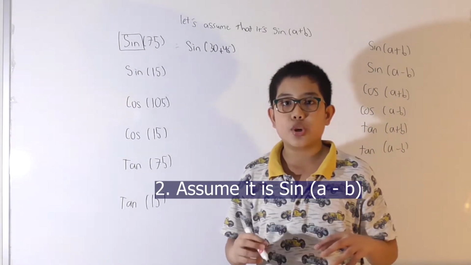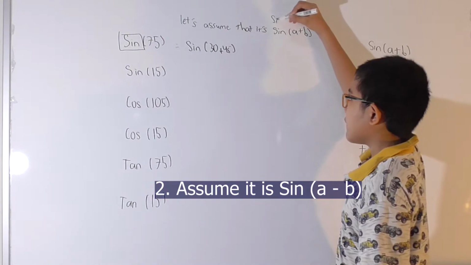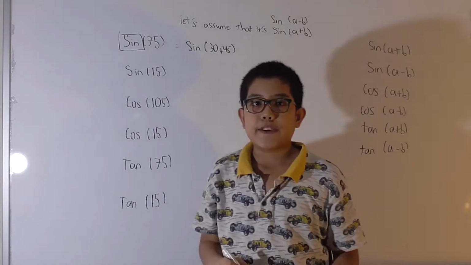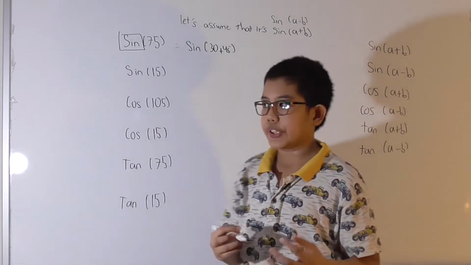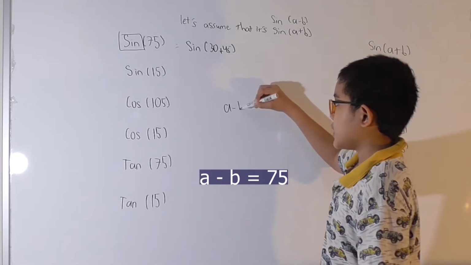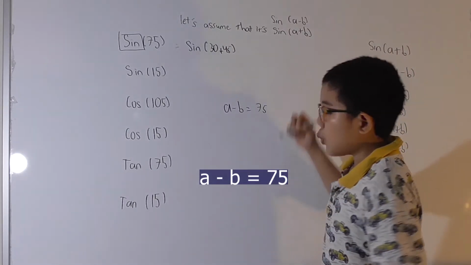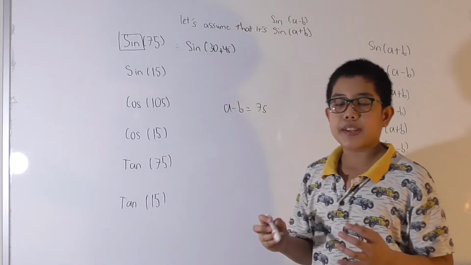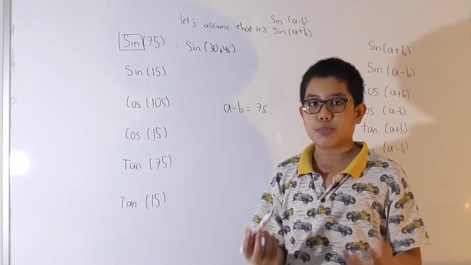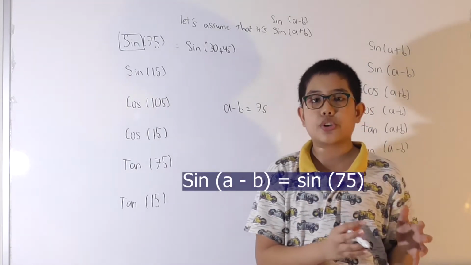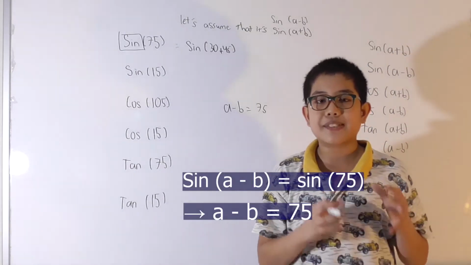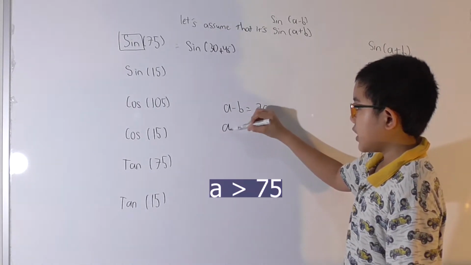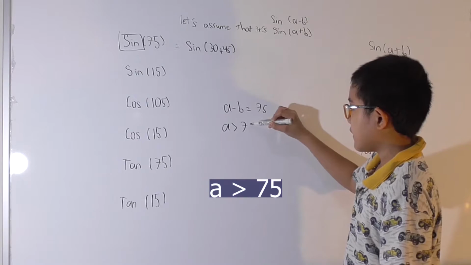However, what if we assume that it's sine of A minus B? Then, we can rewrite the equation so that A minus B is equal to 75. Why? Because we're dealing with sine of 75, and if it's sine of A minus B, then A minus B is equal to 75. With this equation, we can know that A is going to be larger than 75.